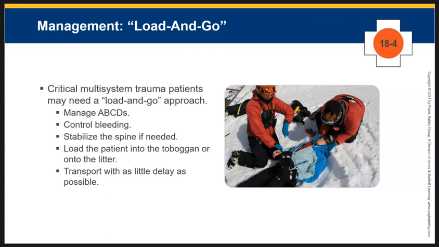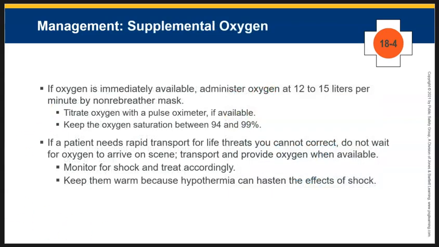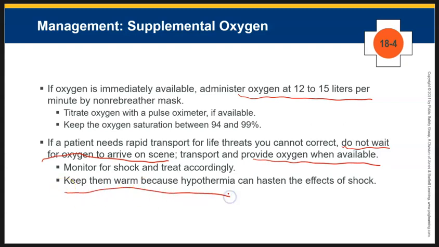Some multi-system trauma patients require a load and go approach. In this case, we consider the life threats, ABCDs, and rapidly load the patient into our toboggan and transport without delay. Now, oxygen can support this patient and the possible onset of shock, so we can administer that at 12 to 15 liters per minute by non-rebreather. However, do not wait for oxygen to arrive on scene. Complete the load and go and provide oxygen when available. The other part of treating for shock would be to keep the patient warm, because hypothermia can hasten its effects.